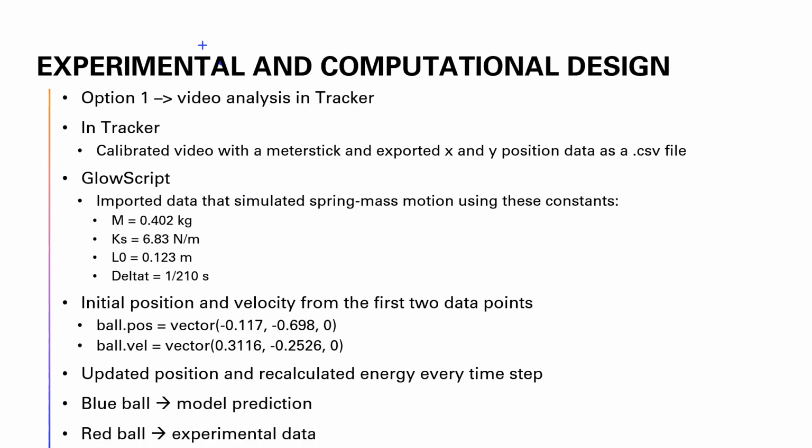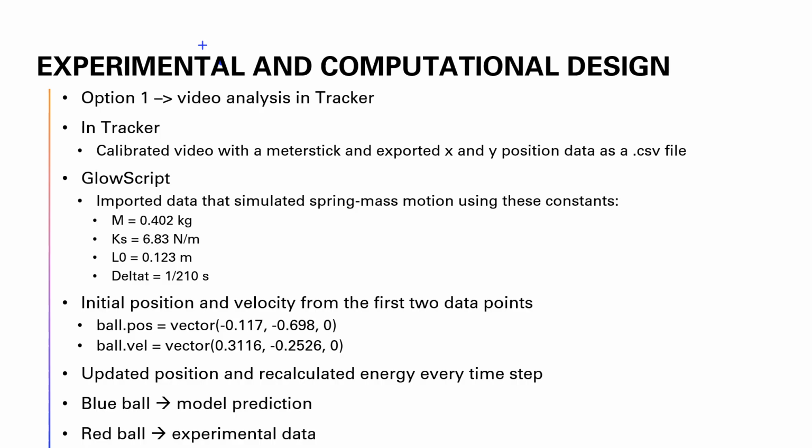I completed option 1, which used the provided video. In Tracker, I calibrated the video with the meter stick and exported X and Y position data as a headerless CSV file. In GlowScript, I imported that data and simulated the spring mass motion using these constants provided below.